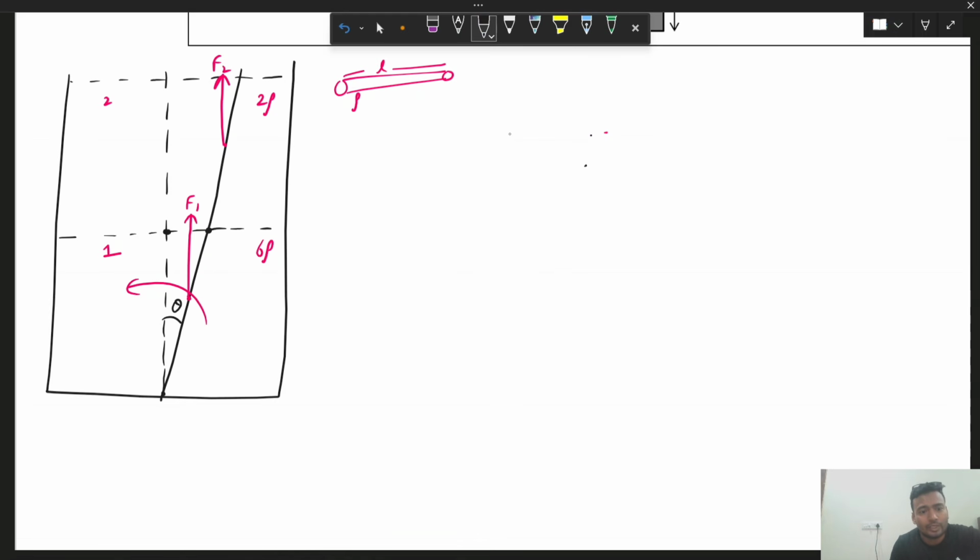So you have to write down the restoring torque about O point. I'll put a minus because it's acting in the opposite sense of theta. One restoring torque you are getting because of F1. See, this length was L by 2, complete up to here. So half of that is L by 4, and the perpendicular distance is L by 4 sine theta.